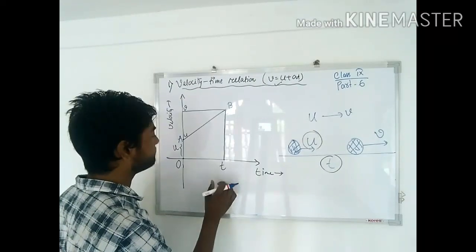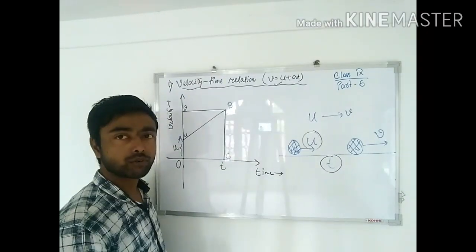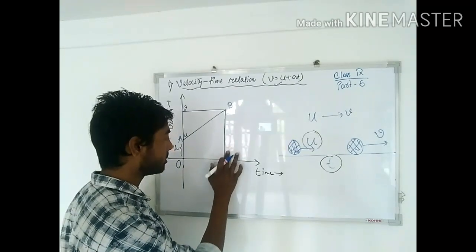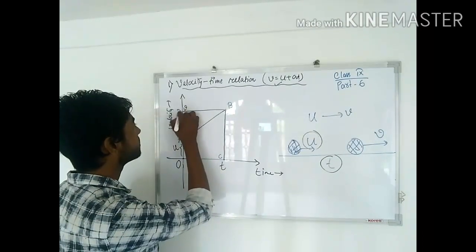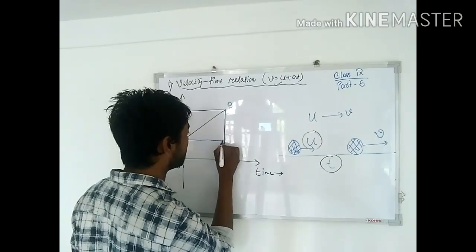Can I name it C? Yeah, of course. This is C. Let me write here, this is C. This is D. Now I have to draw another parallel line here.